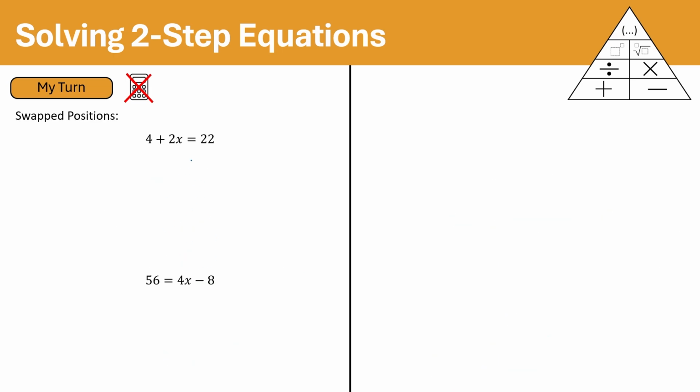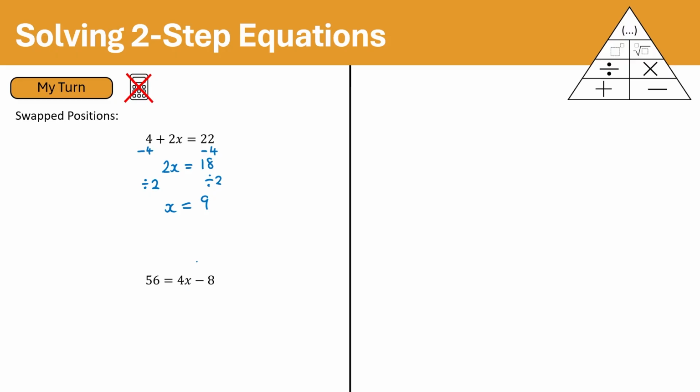The last types we're going to look at quickly is where the positions have swapped. So sometimes this really throws people. So we've got 4 add 2x is equal to 22. We can still start by taking away 4 first from both sides. On the left-hand side, that leaves me with 2x. And on the right-hand side, that leaves me with 18. I'm then going to undo multiplying by 2 by dividing both sides by 2. On the left, that leaves me with x. On the right, that leaves me with 9.